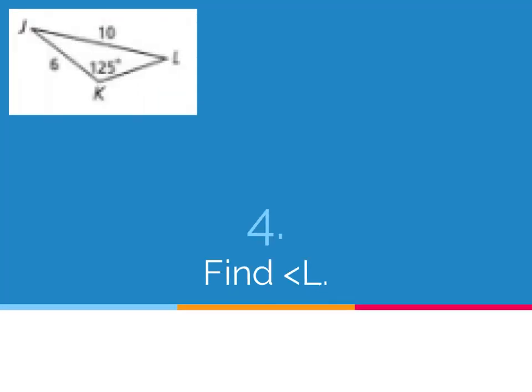All right, let's take a look at another one. This time we're trying to find the angle L. And just to rewrite some of these numbers, we have 6, we have 10, this is 125 degrees. We're trying to find angle L here. We have the side opposite of L, which is good. So we have sine of angle L over 6 equals, I see here I have 125 and the side across from it. So I have sine of 125 over 10. Now we just have to cross multiply. So 10 times sine of L equals 6 times sine of 125.